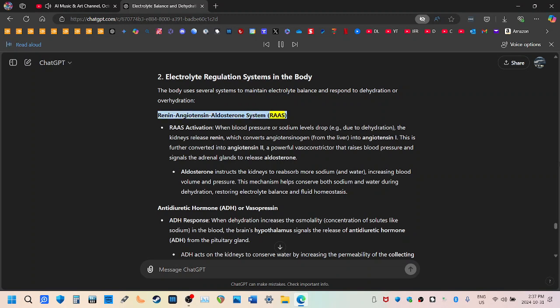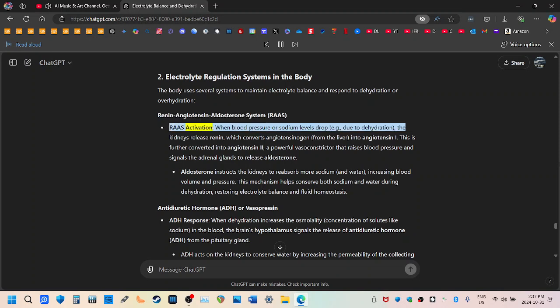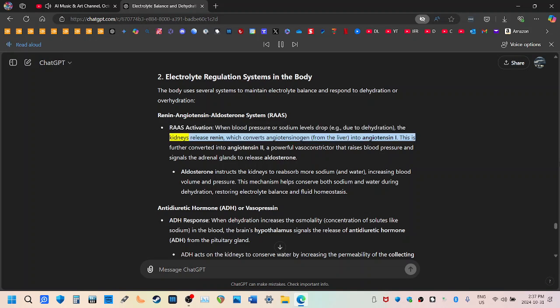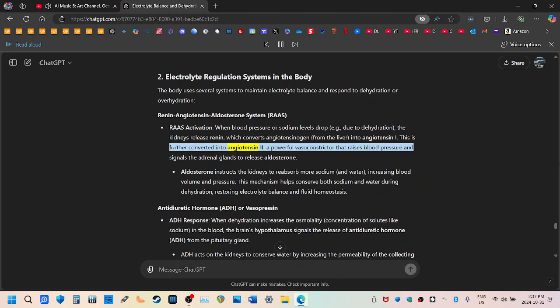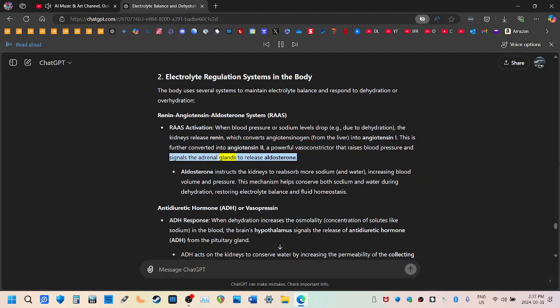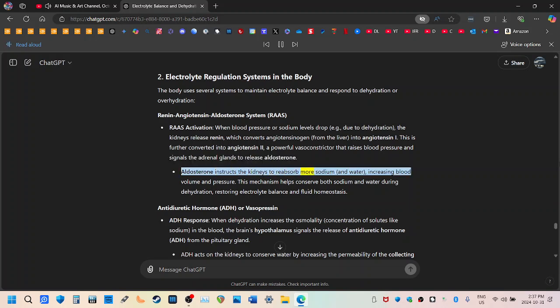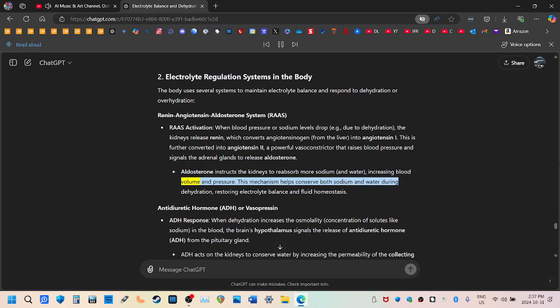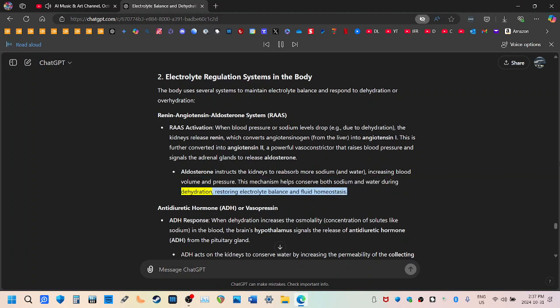Renin-angiotensin-aldosterone system, RAAS. RAAS activation. When blood pressure or sodium levels drop, e.g., due to dehydration, the kidneys release renin, which converts angiotensinogen from the liver into angiotensin I. This is further converted into angiotensin II, a powerful vasoconstrictor that raises blood pressure and signals the adrenal glands to release aldosterone. Aldosterone instructs the kidneys to reabsorb more sodium and water, increasing blood volume and pressure. This mechanism helps conserve both sodium and water during dehydration, restoring electrolyte balance and fluid homeostasis.